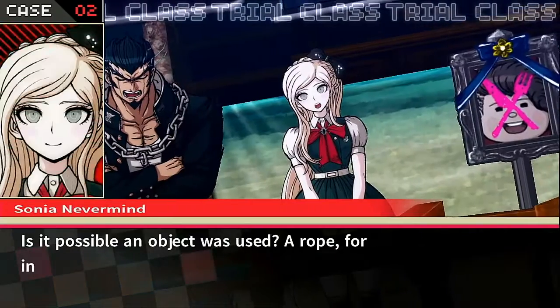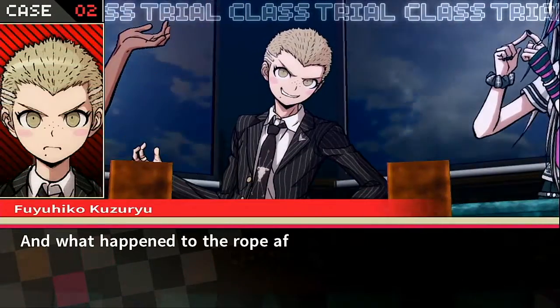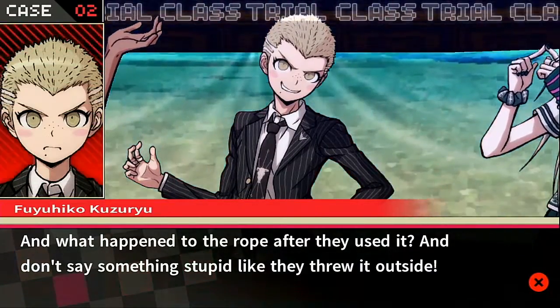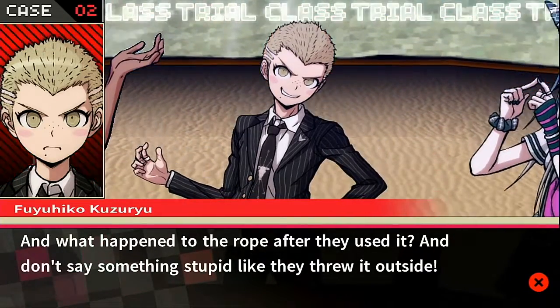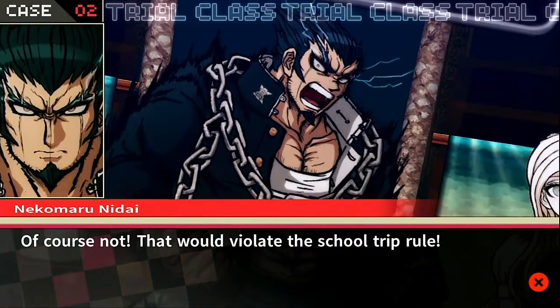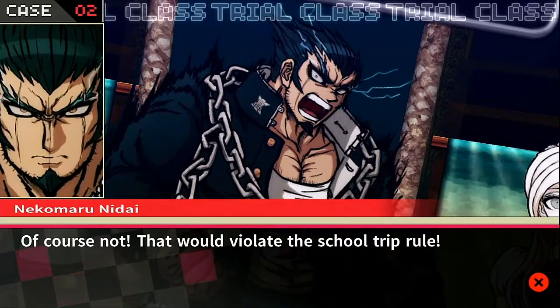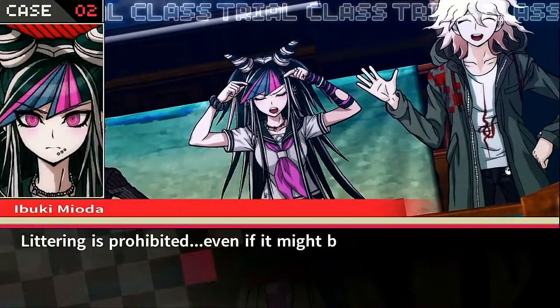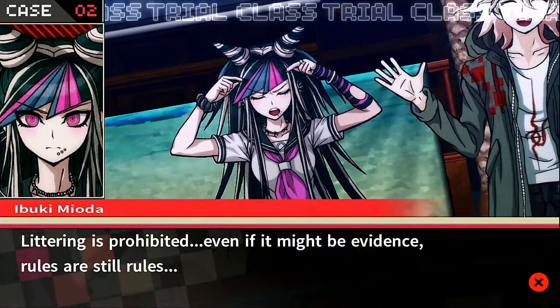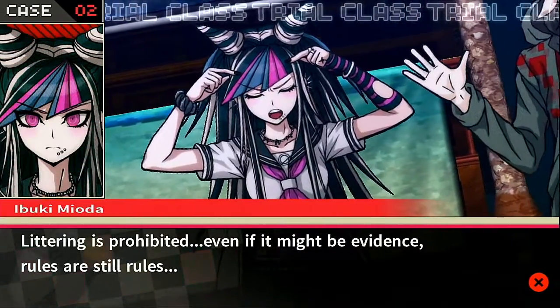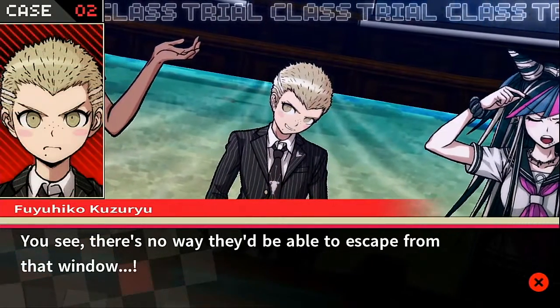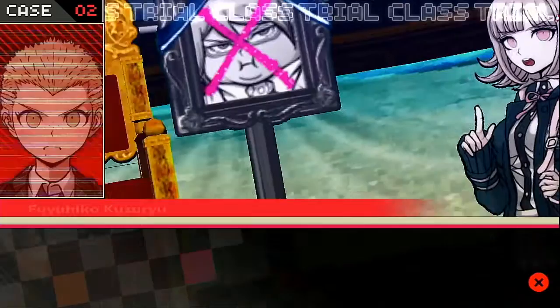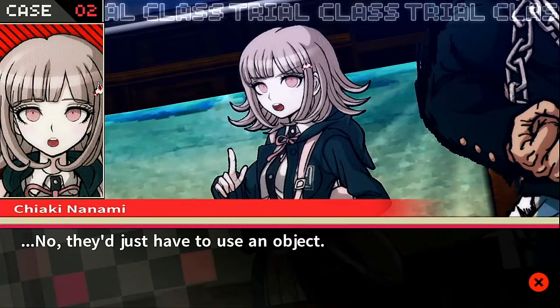Is it possible an object was used? And what happened to the rope after they used it? And don't say something stupid like they threw it outside. Of course not! That would violate the school trip rule! Littering is prohibited. Even if it might be evidence, rules are still rules. You see? There's no way they'd be able to escape from that window. No, they just have to use an object.